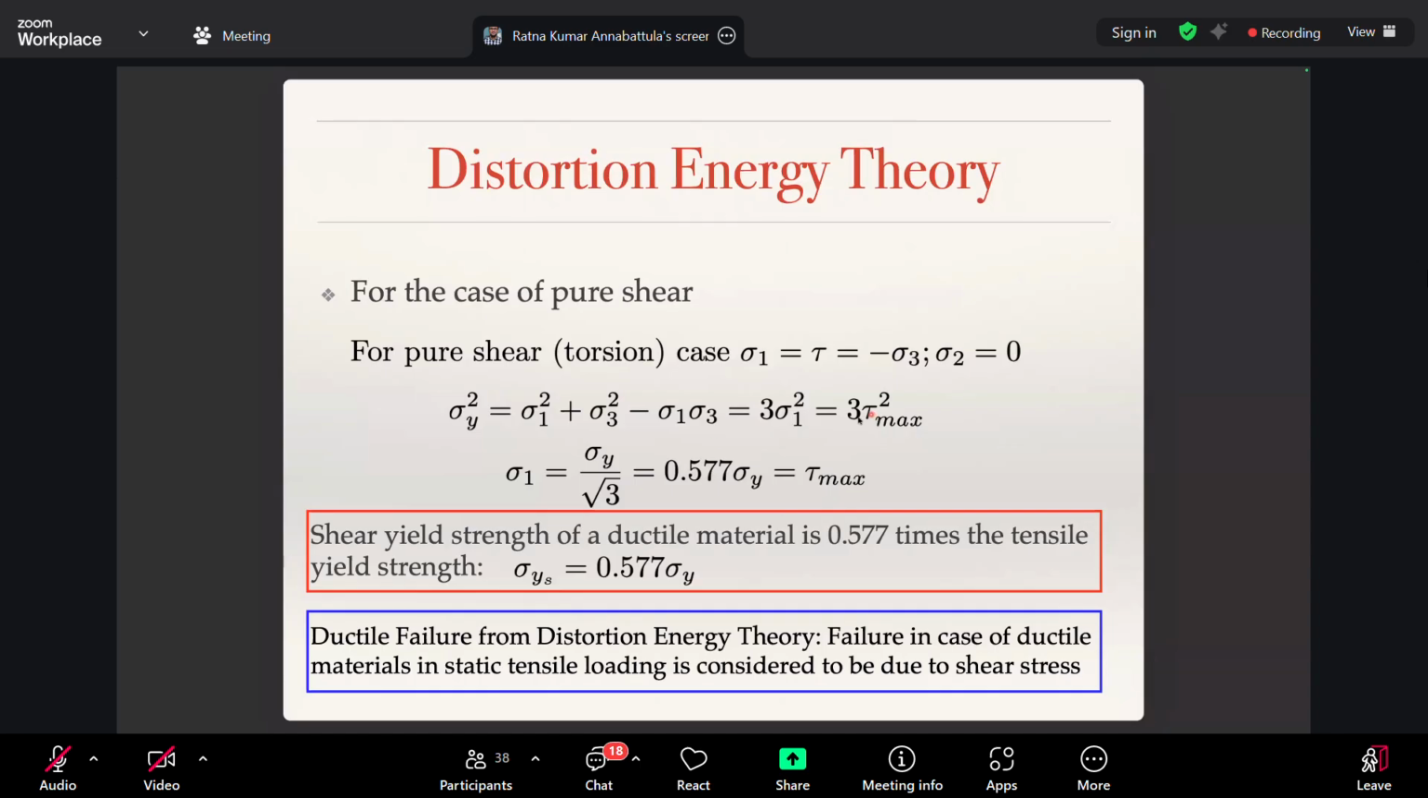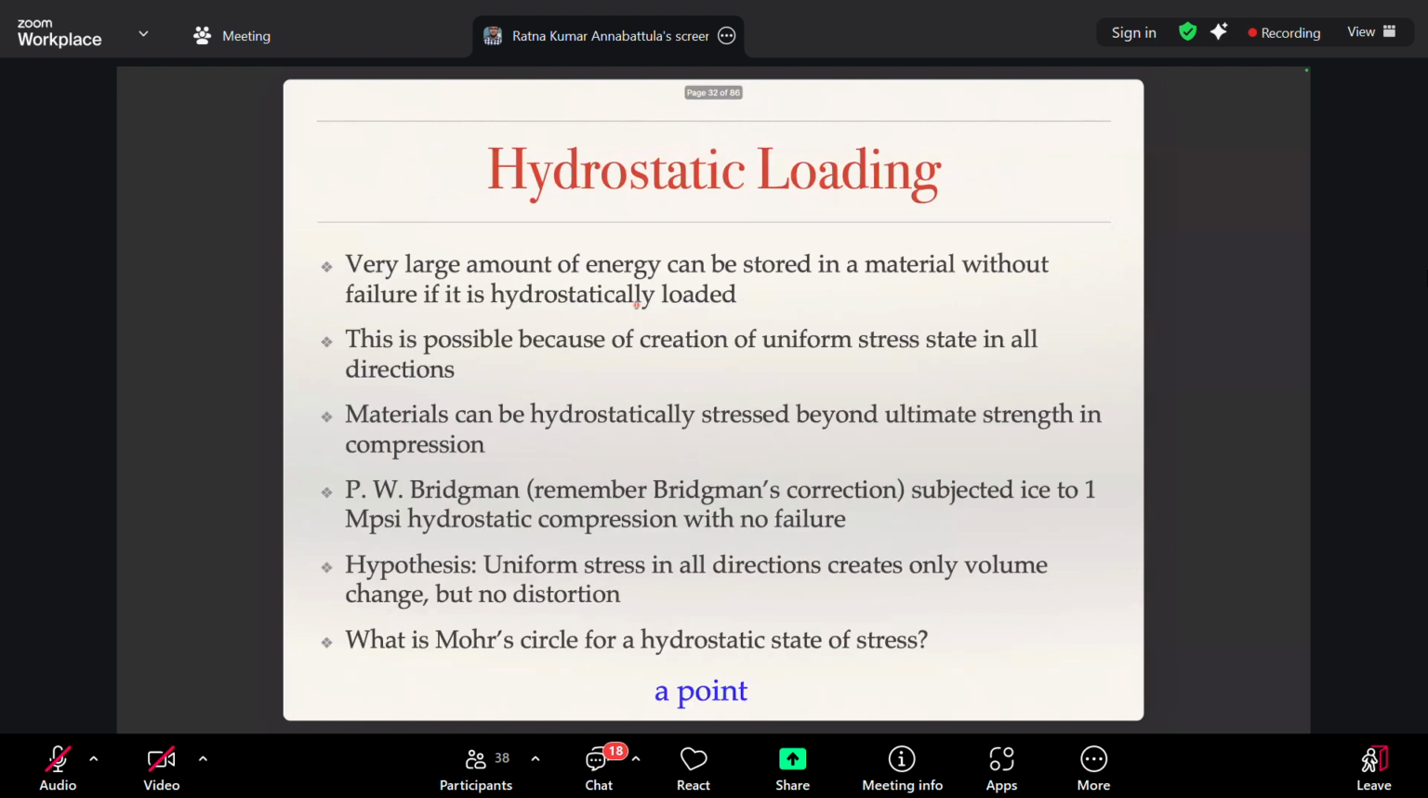So that means 3 tau max square, or 3 sigma 1 square, or sigma 1 is equal to sigma y by root 3. So that means when the principal stress becomes 57.7% of the yield strength of the material, that is when failure happens, or when the maximum shear stress is equal to 0.577 times sigma y, that is when failure happens, when the loading is pure shear. Okay. So now let us look at this scenario.